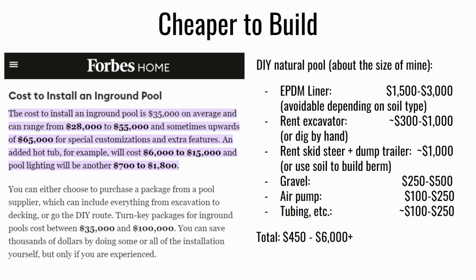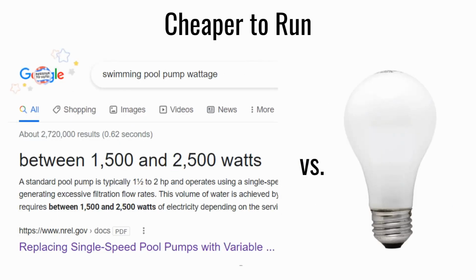People have done it. Cheaper to run: a swimming pool pump. This is the average wattage, which is obviously a lot more than this little picture of a light bulb. An incandescent light bulb is 45 watts. That thing is 45 watts, and they are using the same amount of energy.